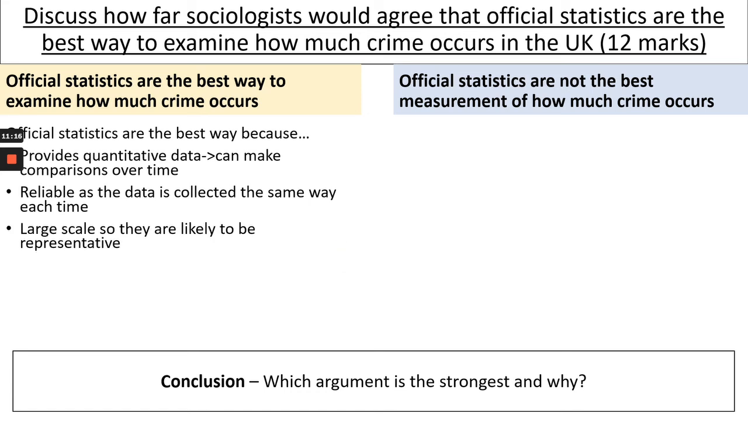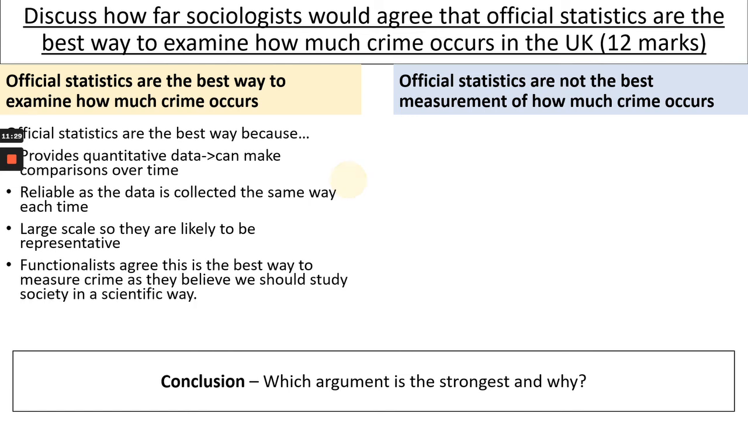So the Office of National Statistics is a website that publishes all of these statistics, and they're based on police recorded data. So it's likely that they're representative as they include all of the country. And also functionalists see this as a good way to measure crime because they think we should study society in a very scientific way, that we should use statistics and scientific methods to be able to uncover what the trends and patterns are.